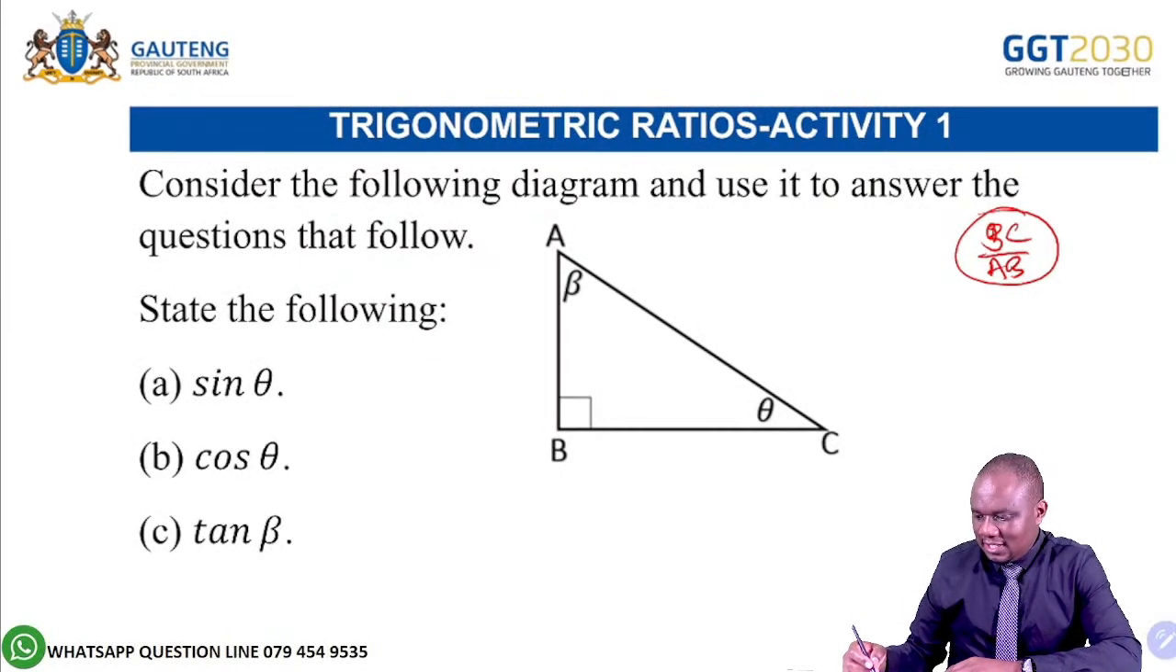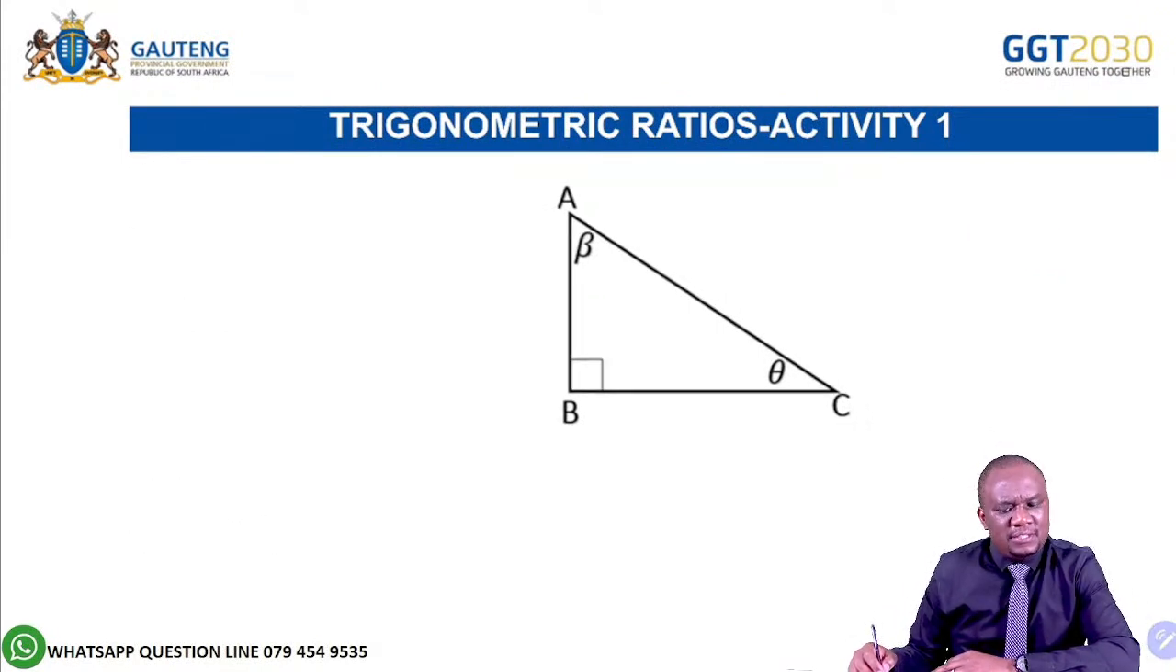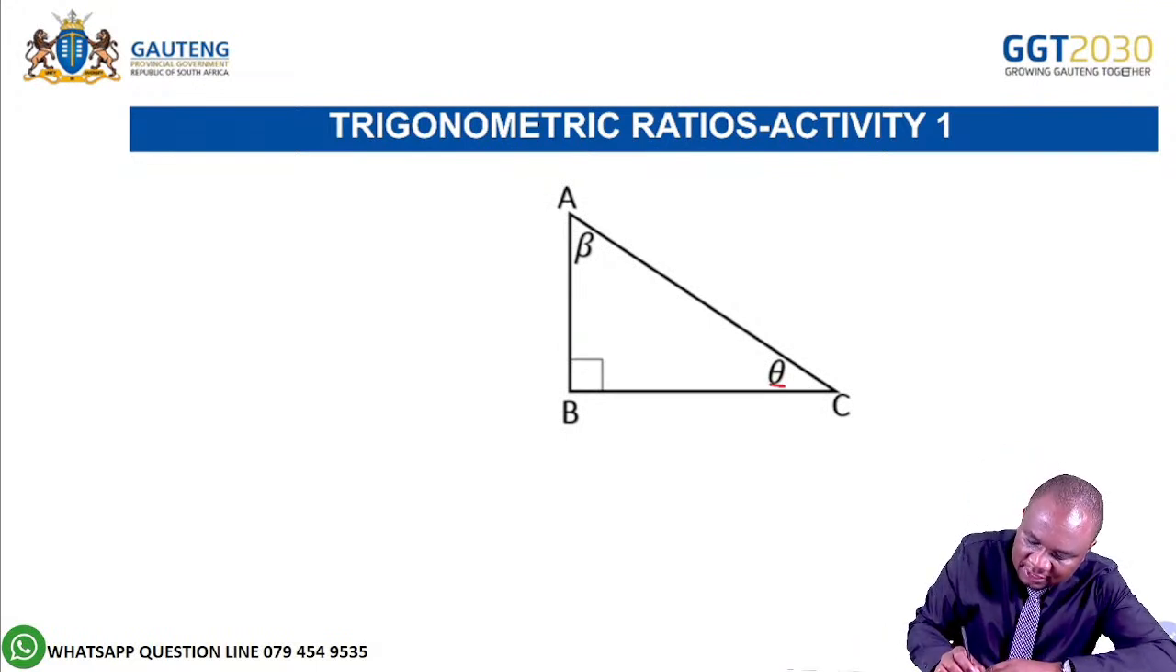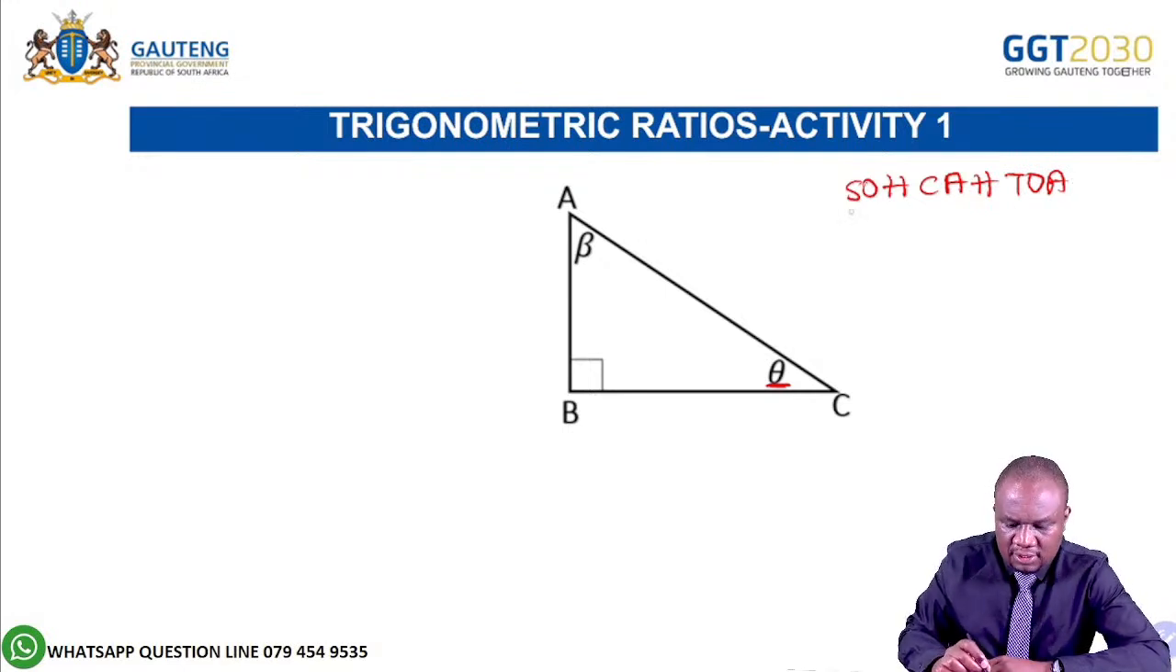Welcome back. Let's mark our work. Now, sine theta. Our reference angle is theta here, and let's have our SOHCAHTOA to remind ourselves. Sine theta is opposite over hypotenuse. The side opposite angle theta is AB, and the hypotenuse is AC.